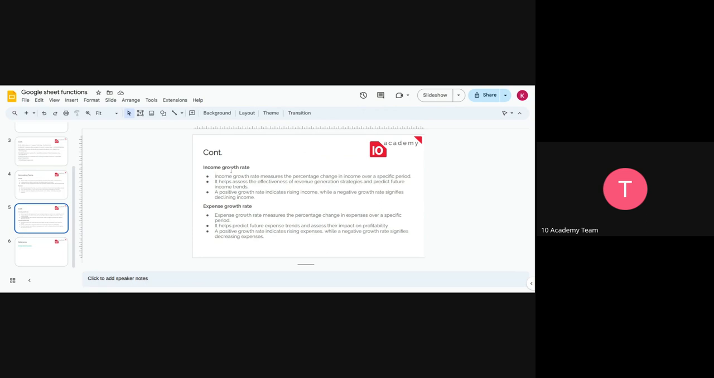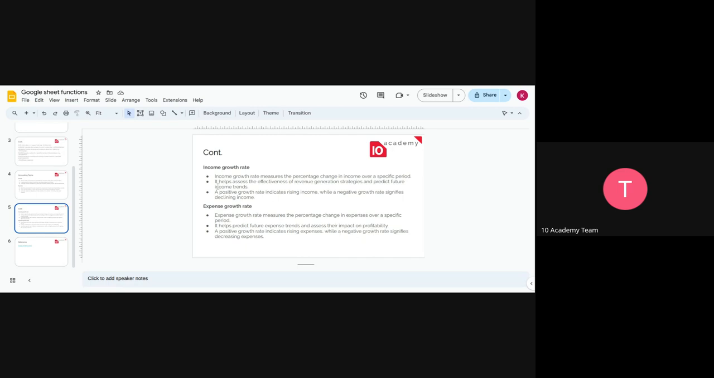The income growth rate and the expense growth rate measure the percentage change in income or in expense over a specified period. On the challenge document, the provided income growth rate and expense growth rate are annual. So if you want to use them for monthly, make sure to convert them to monthly. Actually, I think there is a conversion there, so make sure to check it. A positive growth rate percentage shows a rise in income and a negative one shows a decline. It's the same for expense growth rates: when it's positive, it indicates a rise in expense, and when it's negative, the expense is decreasing.